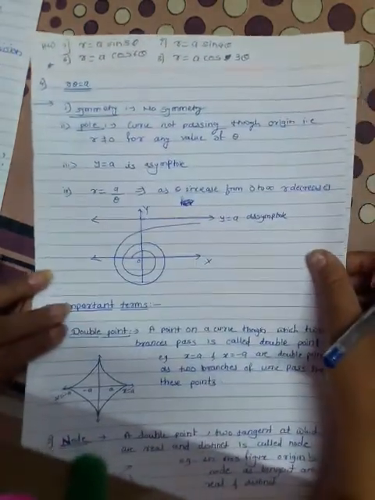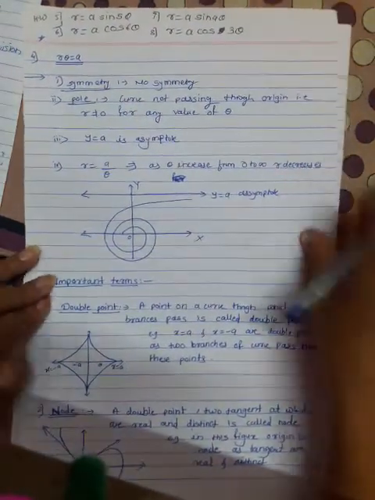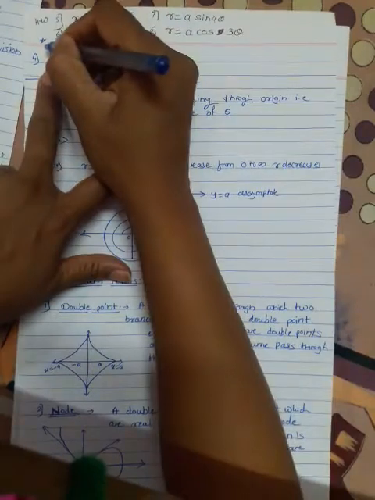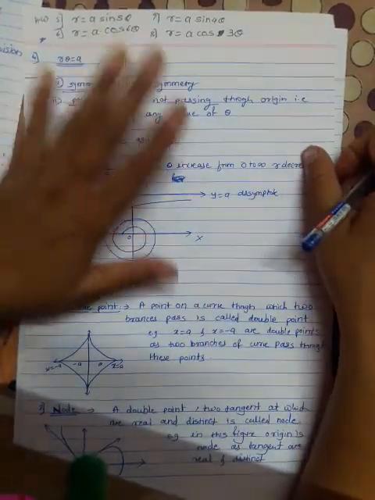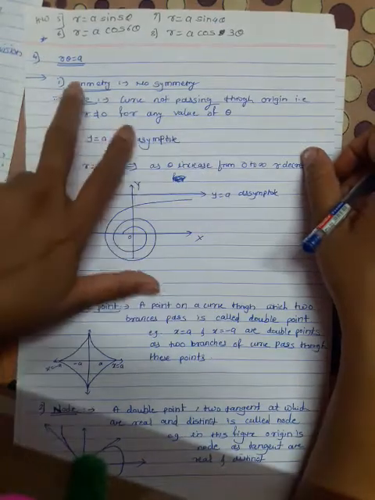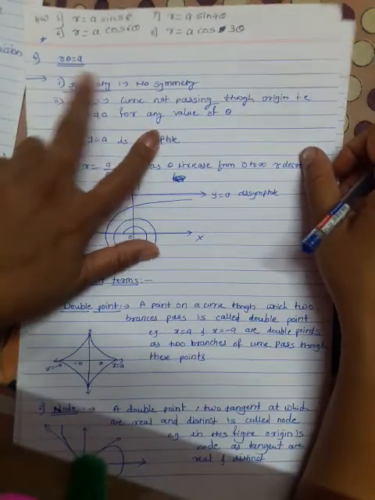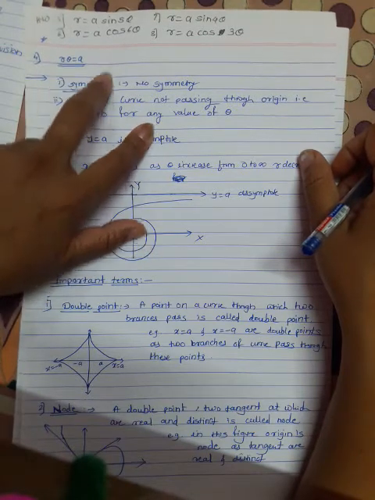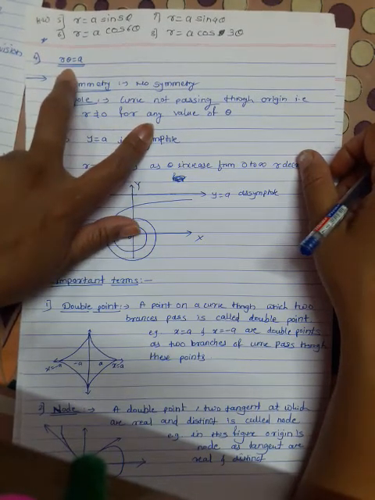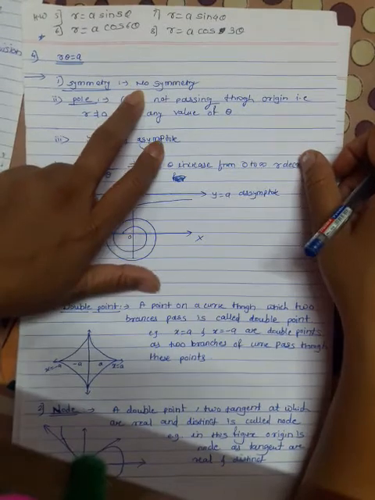Now let us see the next special type of curve: r theta is equal to a. This is a special curve, just remember this curve. Symmetry: there is no symmetry, because r theta does not contain any trigonometric function, sine or cos, that's why it has no symmetry.